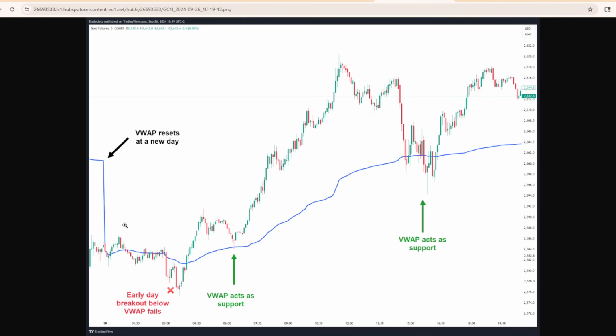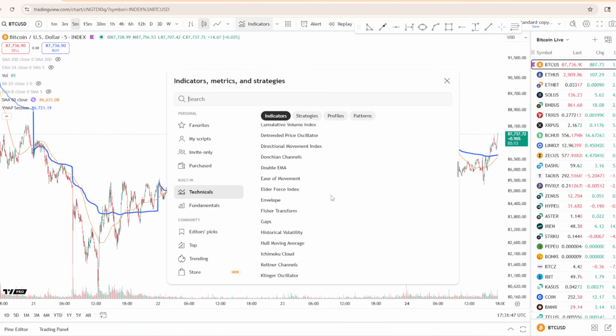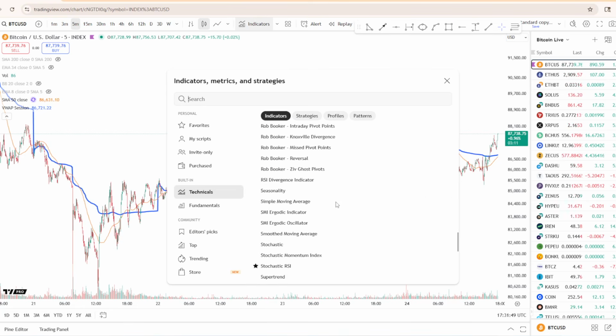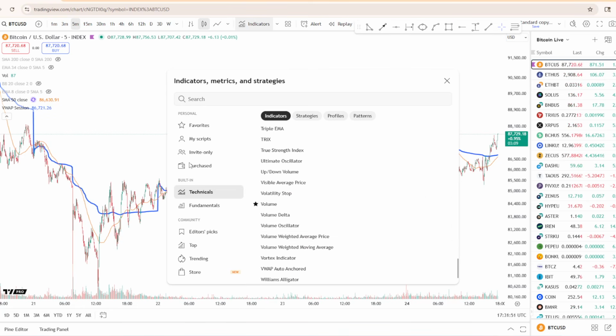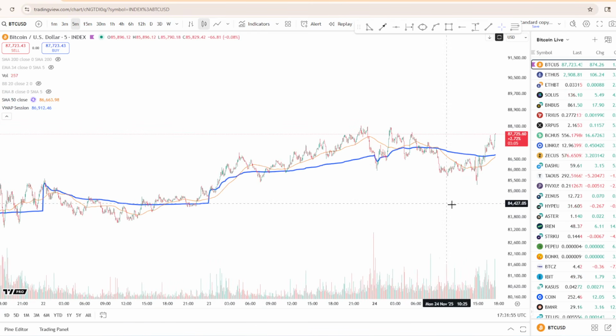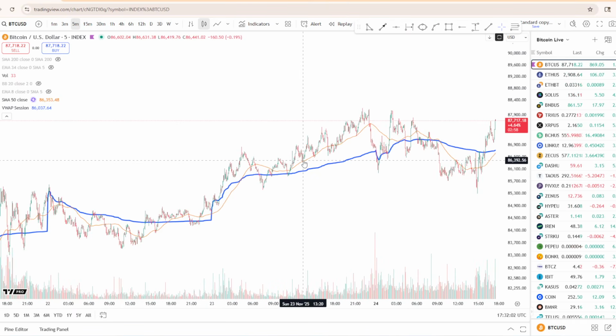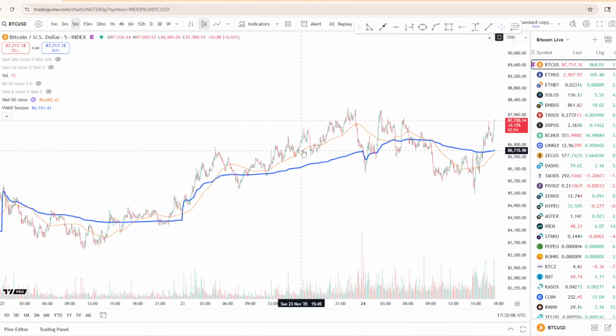Now, technically, let me show you where it is first. You go to TradingView, you go to Indicators, you go to Technicals, and you can scroll down for Volume Weighted Average Price. There it is right there. Now, I have it up, and I have one moving average, a simple moving average, the MA50, as comparison. The difference between a VWAP and an MA50: the MA50 here is just the average price over 50 candles, on a candle closing basis.